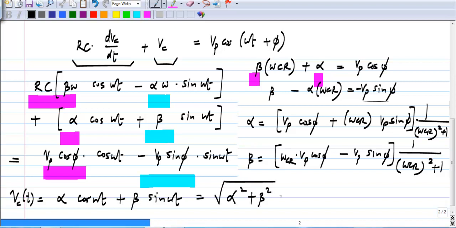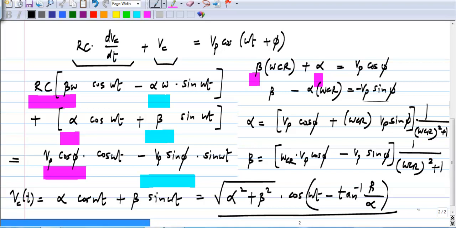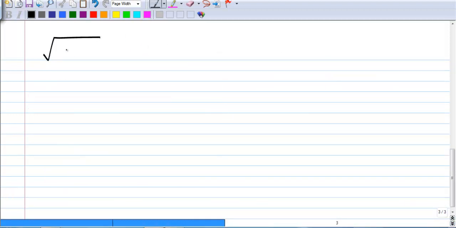square root of alpha squared plus beta squared. That will be the amplitude of the sinusoid, times cos omega t, and there will be a phase shift, which is minus tan inverse beta by alpha. Okay. And these are alpha and beta. Again, I will let you compute the square root of alpha squared plus beta squared and tan inverse beta by alpha. Okay. It turns out that the square root of alpha squared plus beta squared is Vp divided by the square root of 1 plus (omega CR) squared.